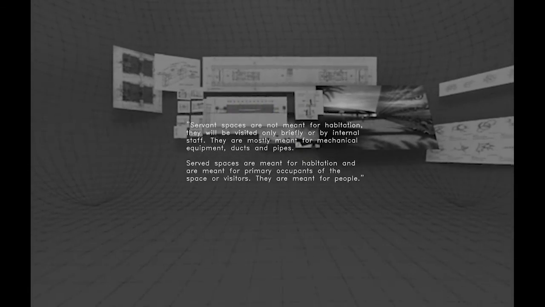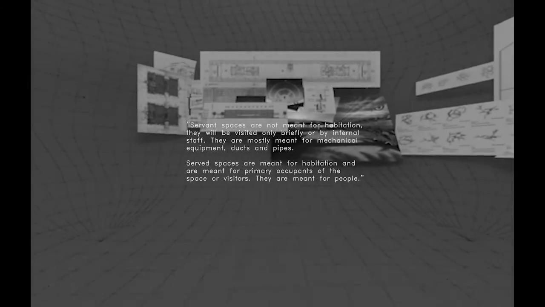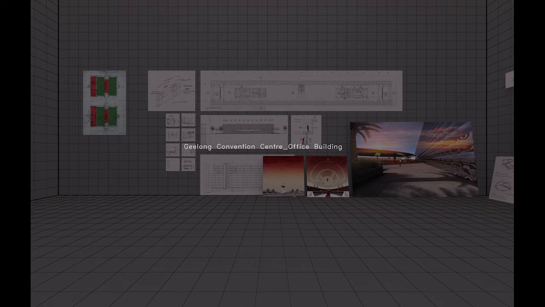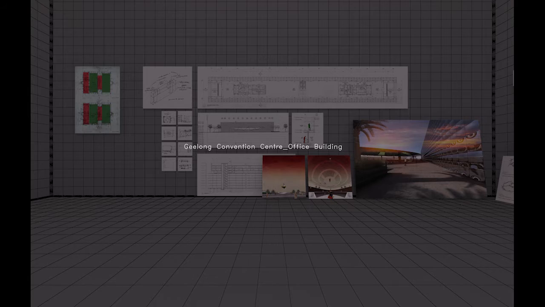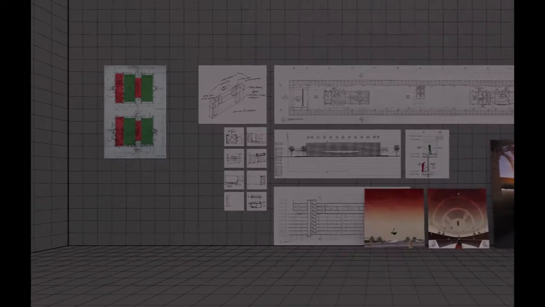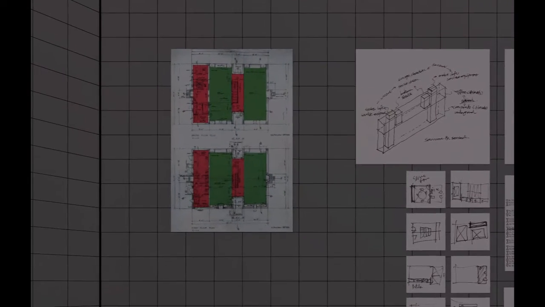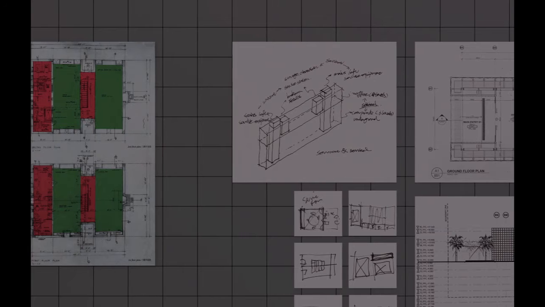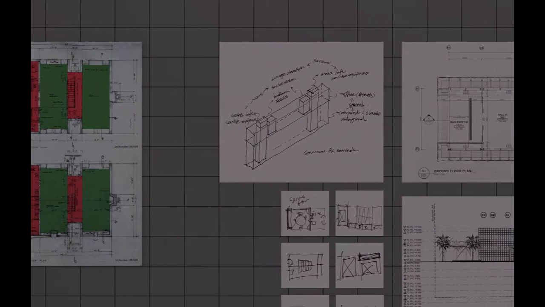Louis Kahn categorized space into two categories: servant and served. So I established this kind of contrast relationship in one single building project, the Geelong Convention Center. The precedent study is Louis Kahn's Esherick House. The serving elements, pipes, sinks, toilets, air ducts, electric wiring, are to be segregated from served space, in order to prevent an invasion of unsanitary utilitarianism and conserve the dignity of pure architectural space.